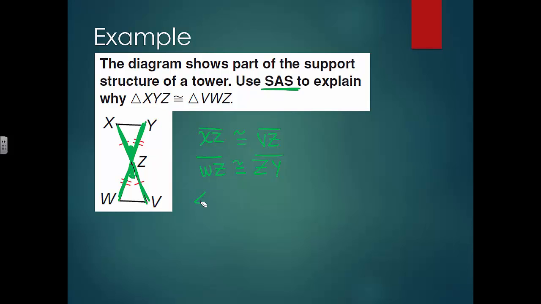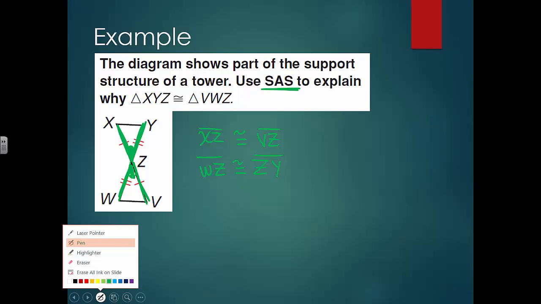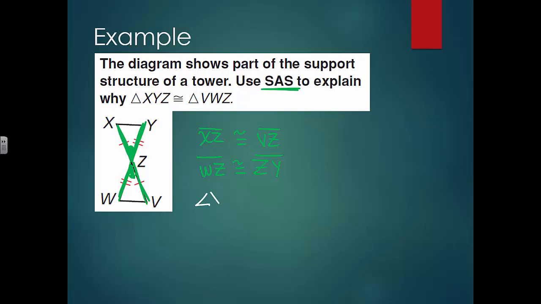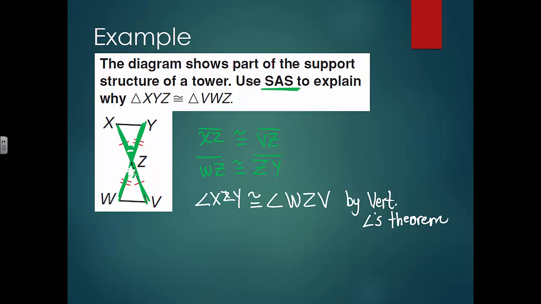So how do we know, let me get a slightly different color pen here, that angle XZY is congruent to angle WZV? How do we know that these two angles are indeed congruent? Well, because they're vertical angles. So by the vertical angles theorem, we can say that those two triangles are congruent by the side angle side congruence postulate.